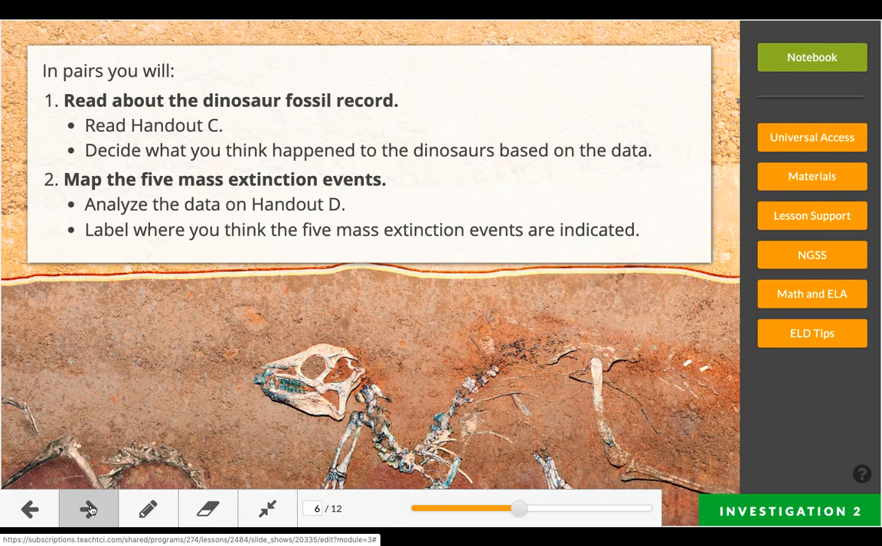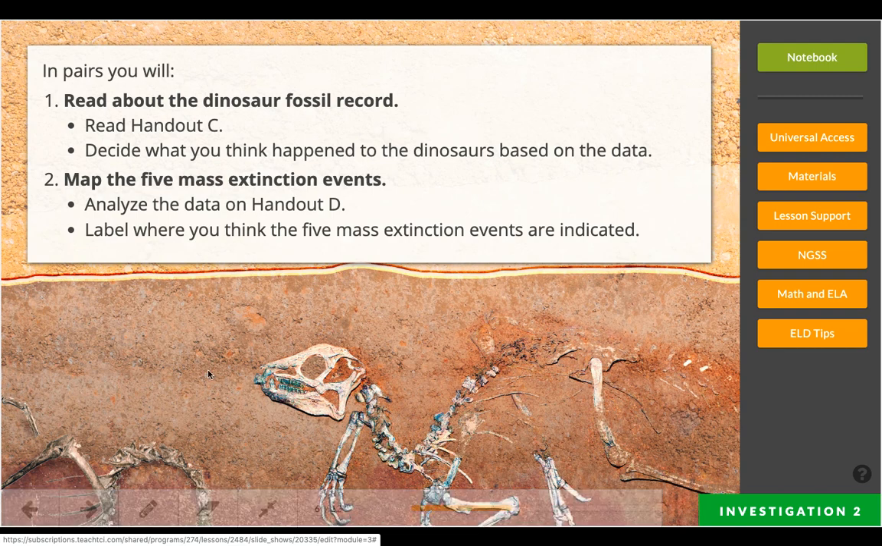You are not working in pairs, you're doing this alone. You are going to first read about the dinosaur fossil record by reading handout C. That is slides 1 through 3 in that slideshow. You need to read the information, look at the pictures that go with it, and decide what you think happened to the dinosaurs based on the data shown there.